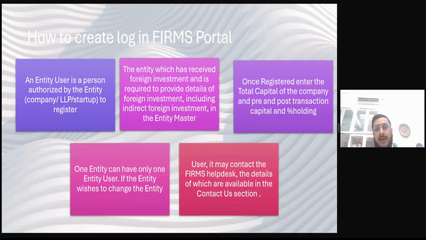In Form LLP-1 and FC-GPR, the business user and entity user will be of the same company, basically of the authorized representative of the company. The entity user login will be created first, and various details have to be put in. There is an authorization letter which has to be submitted, and that letter is available on the FIRMS portal. The authorized signatory's PAN card also has to be submitted.